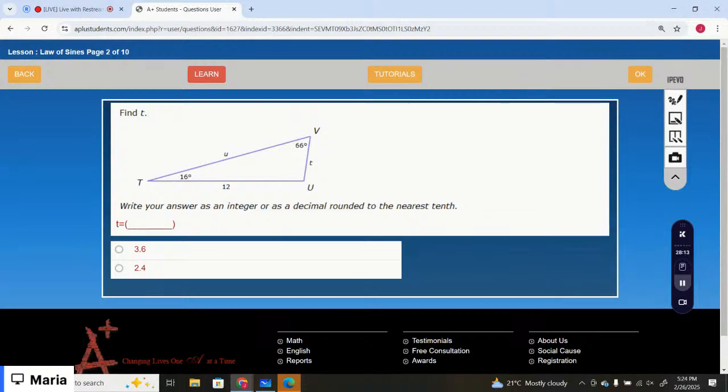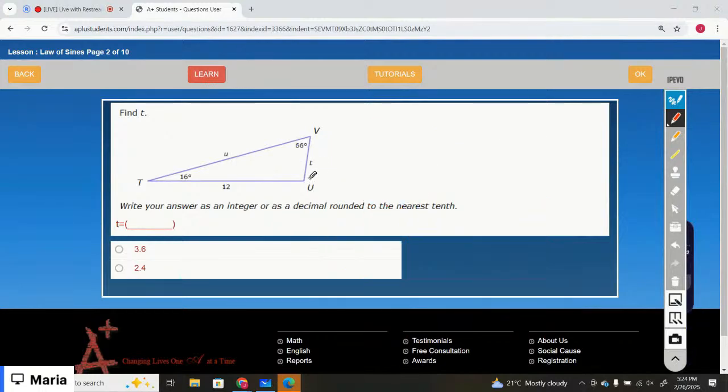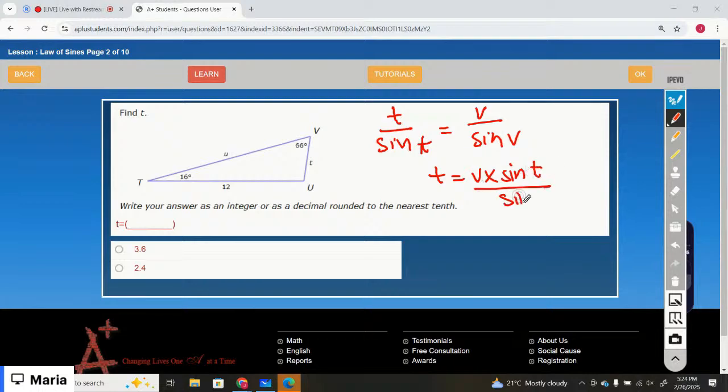Find T. You need to calculate the side length T. T divided by sine T equals V divided by sine V. So T equals V times sine T divided by sine V. That is 12 times sine 16 divided by sine 66.